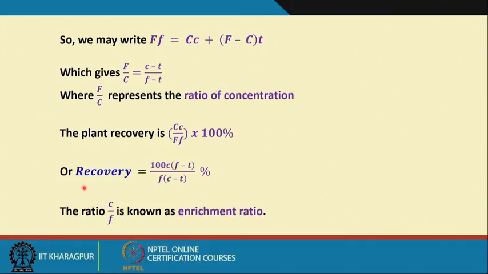Or we can write the recovery equal to, because F by C is this, so c by f is equal to (f minus t) by (c minus t). Replacing C by F, I am left with 100 c by f. So, the recovery is equal to 100 small c into (small f minus t) divided by small f into (c minus t).